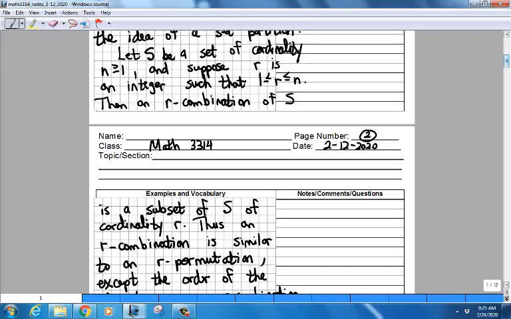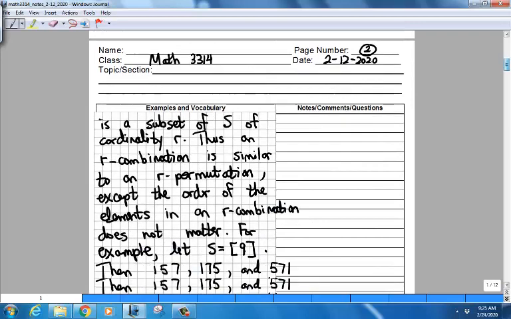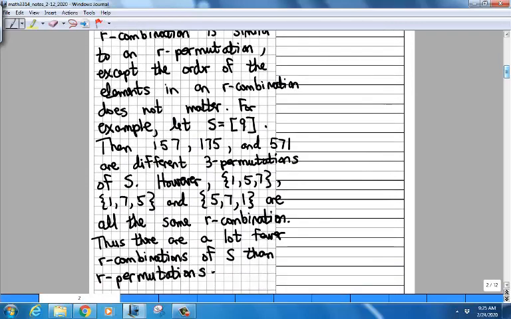So R combinations are like R permutations, except R permutations are arrangements. They are lists, so the order in which you list the elements makes a difference. But an R combination is a subset, and remember, in sets the order of the elements is not important. So that's the difference. An R permutation also involves a subset of a set, but the subset is arranged in a particular order. In an R combination, the elements in the subset are not arranged in order.